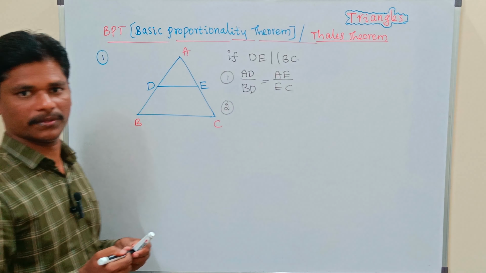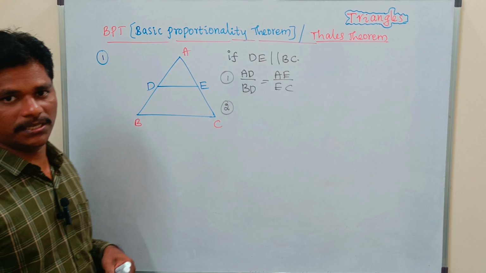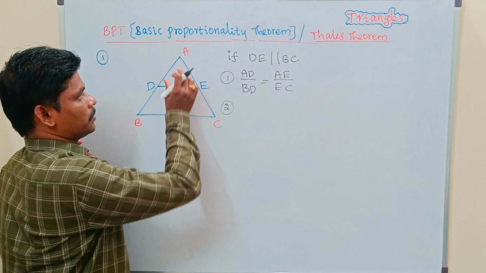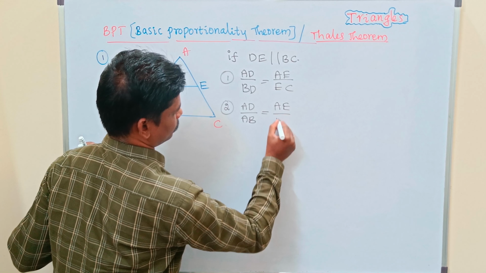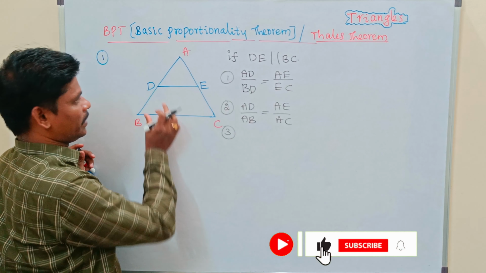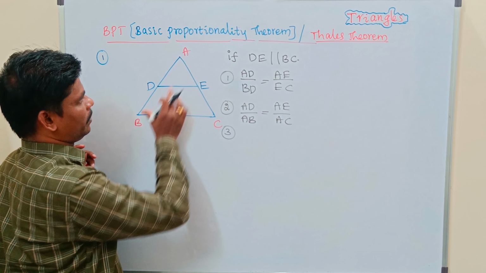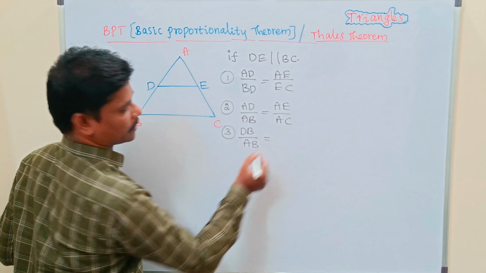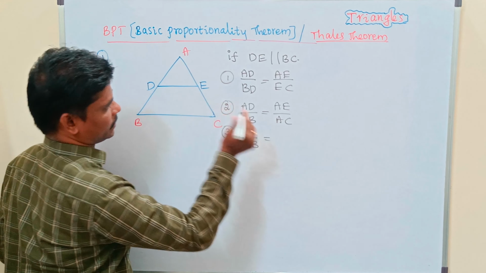In the second point, basic proportionality, observe. Second point, small side by big side. So here AD by AB is equal to, in the same way, AE by AC. And next, third point. Here you have to take the small side, DB by AB is equal to EC by AC.